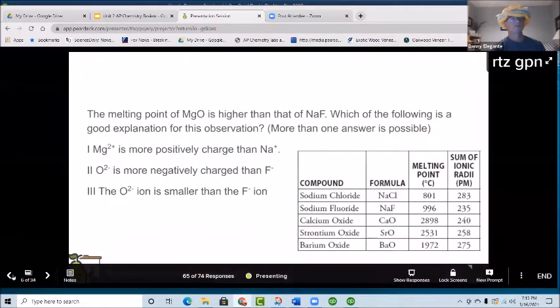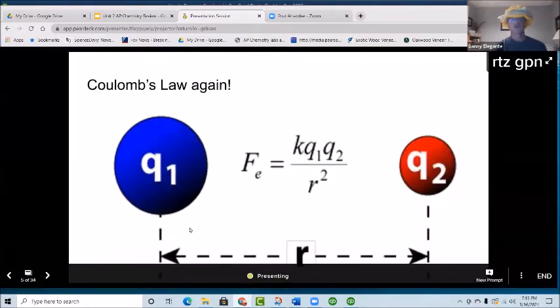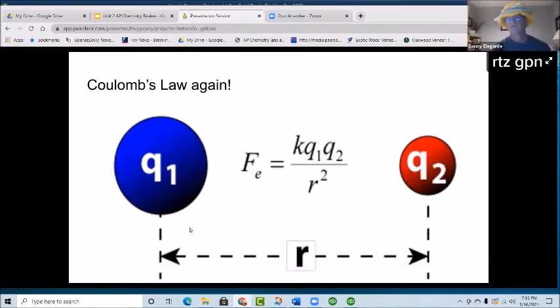So let's go back to Coulomb's law one more time. Q1, Q2. So for a greater force of attraction, you don't want a charge of +1 and -1. For a bigger force of attraction, you want a charge of +2 or +3. Right? And Q2 of -2 or -3. The bigger the charge, the greater the force of attraction.